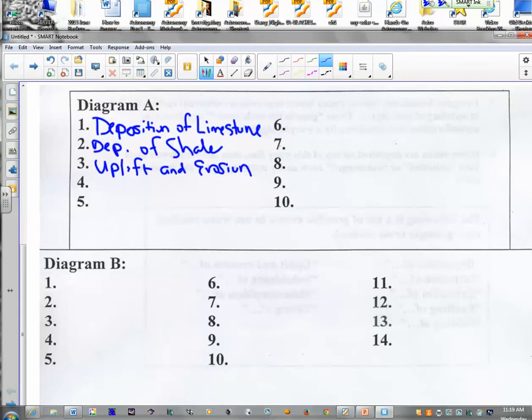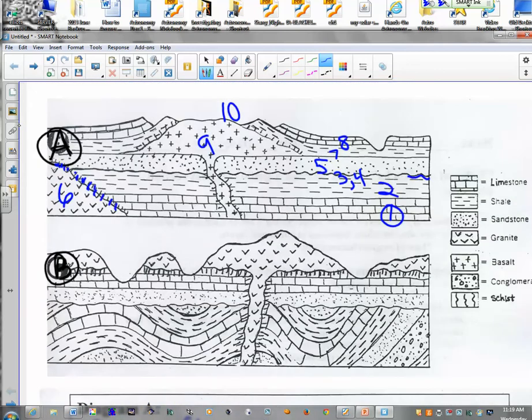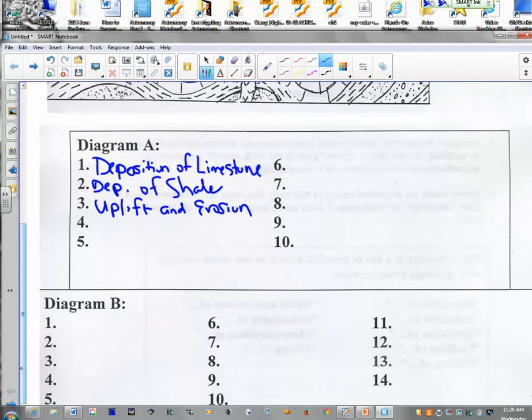Followed by, and the reason why this next step is here is because there's sandstone on top. And sandstone's made in the presence of water, usually in the bottoms of oceans. So you have to go back underwater. And that's called subsidence. So we've gone up, now we go below. And now we can put that sandstone down, which is another sedimentary rock, so it's deposition of sandstone.